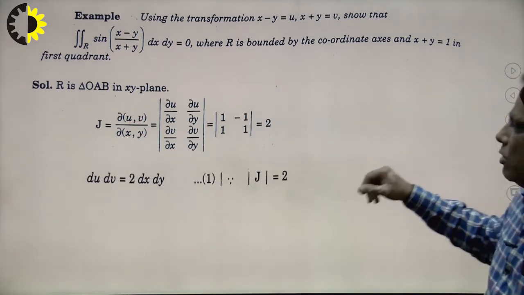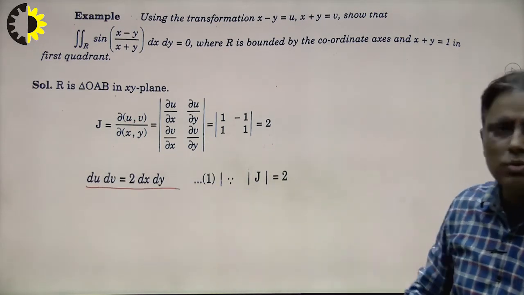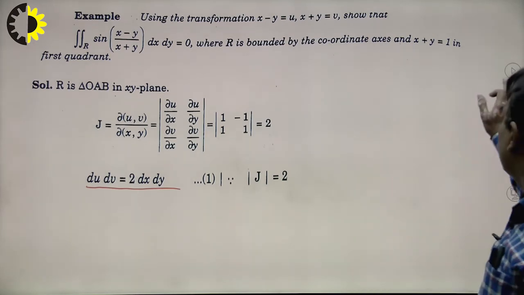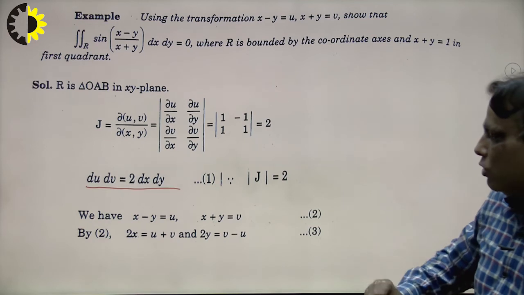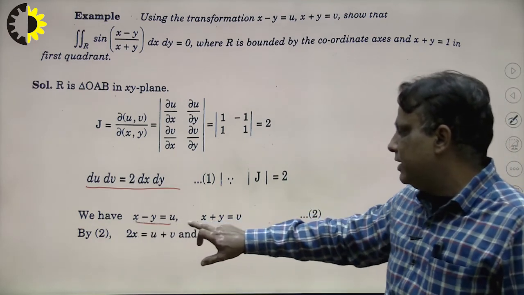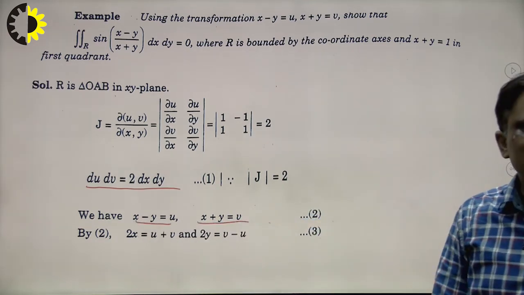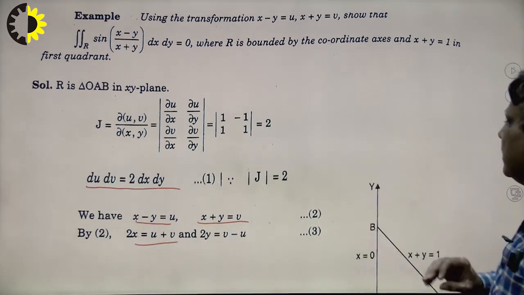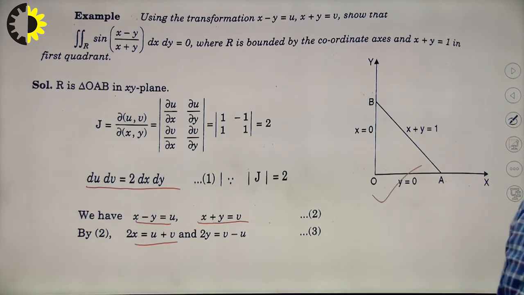So what will be the road map here? du dv is equal to 2 dx dy. We can say that dx dy is equal to 1 by 2 du dv. Now the question is about the values of x and y. So what will be the value of x here? x is equal to u plus v over 2, and y is v minus u over 2. So in this way we can find out the diagram in the xy plane.